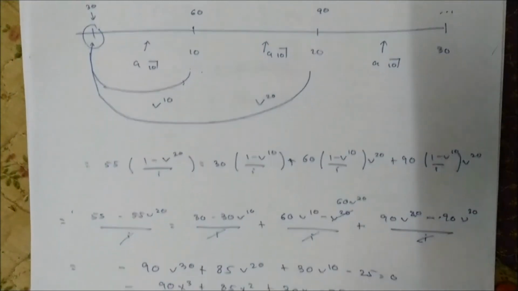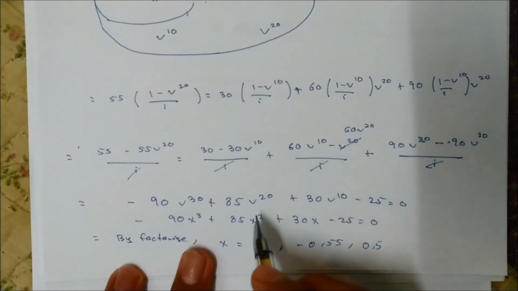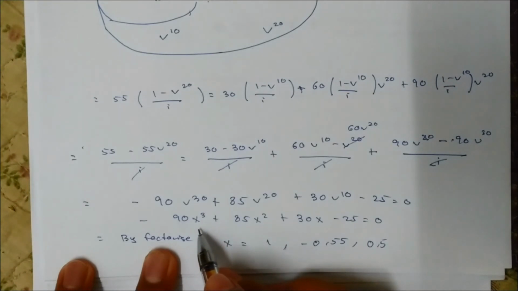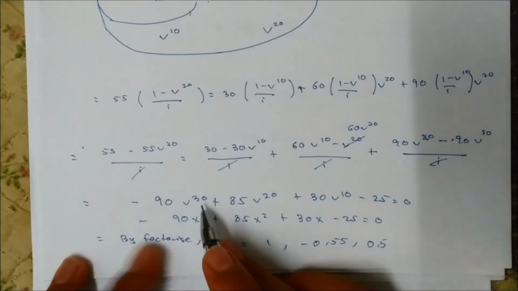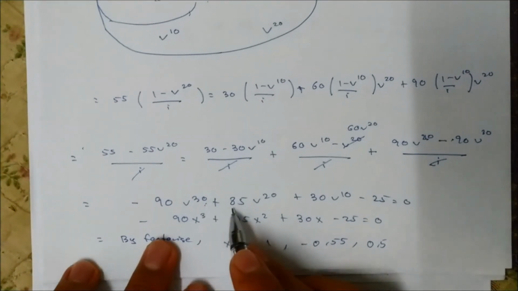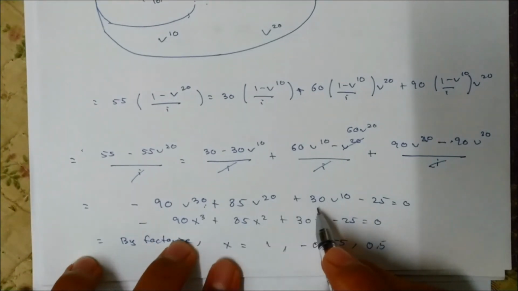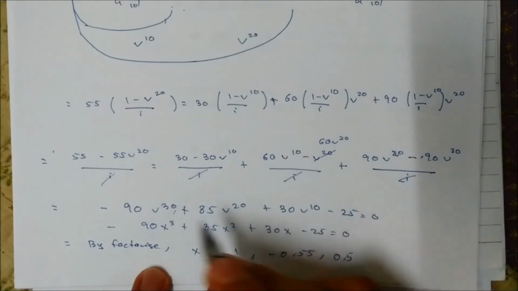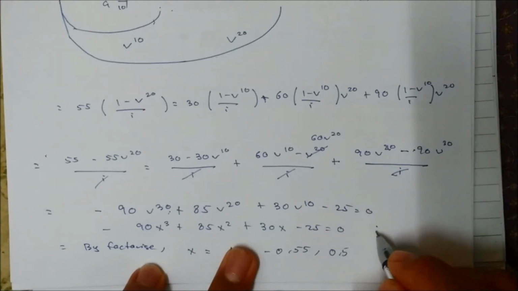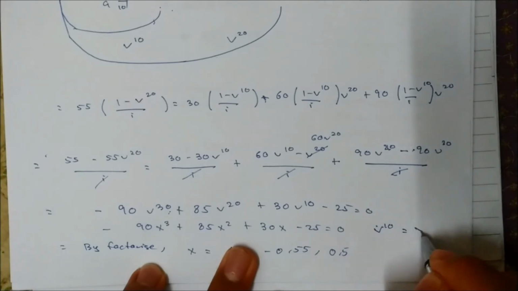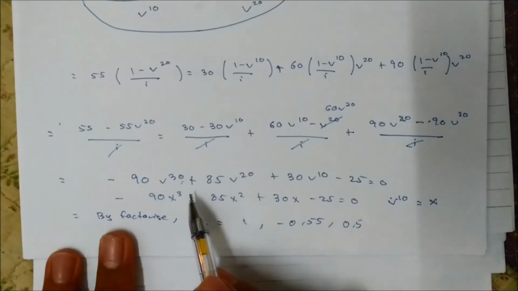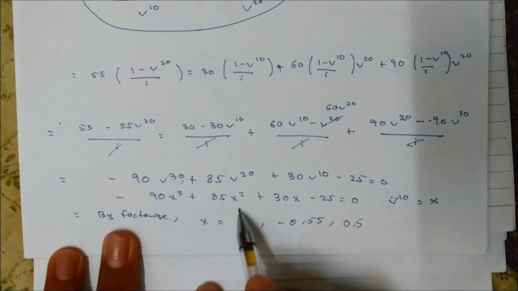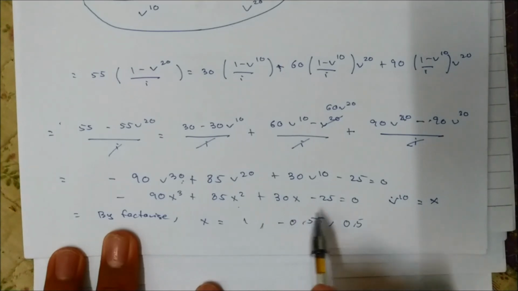Thus, we will cancel out all the i's. Factorizing and simplifying the expression, we will get negative 90 v to the power of 30 plus 85 v to the power of 20 plus 30 v to the power of 10 minus 25 equals 0. So we will assume that v^10 is equal to x. We are going to solve this using a cubic equation: negative 90x cubed plus 85x squared plus 30x minus 25 equals 0.